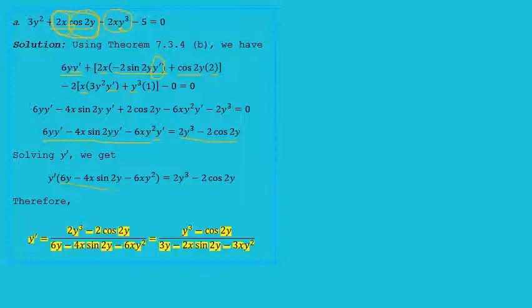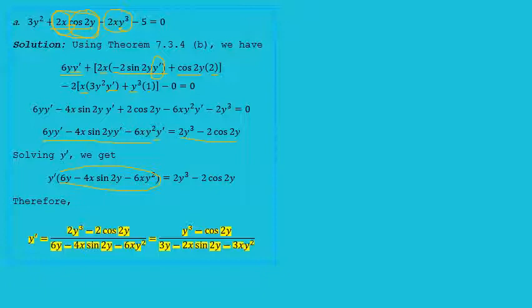So, dividing both sides by this equation, we get 2y cubed minus 2 cosine 2y over 6y minus 4x sine 2y minus 6xy squared. Okay, or pwede itong ma-reduce. Ang greatest common factor of both numerator and denominator is 2. Pag finactor out dito si 2, we are left with y cubed minus cosine 2y.